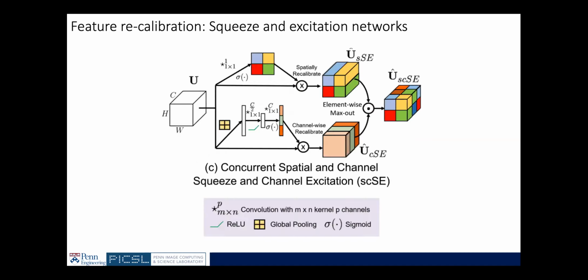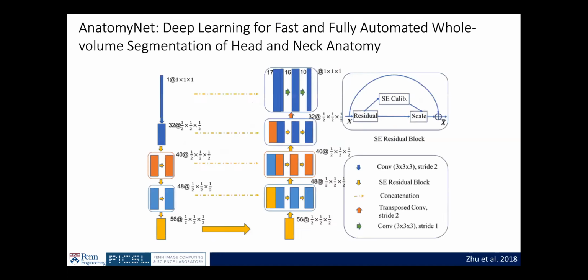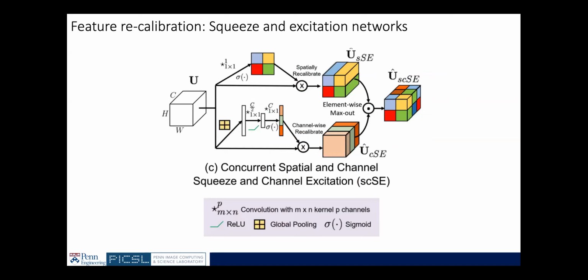And again, nothing stops us to combine everything together, right? So yeah, these blocks are called channel and spatial excitation blocks, squeeze and excitation blocks, which you can just place in your network just as you do in your ResNet architectures, right?